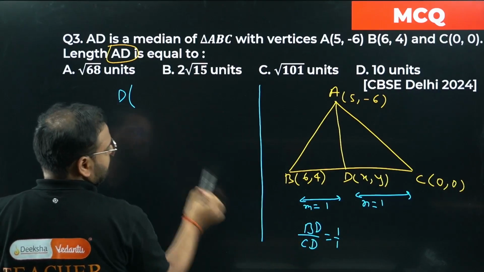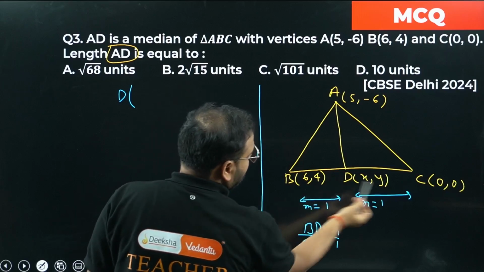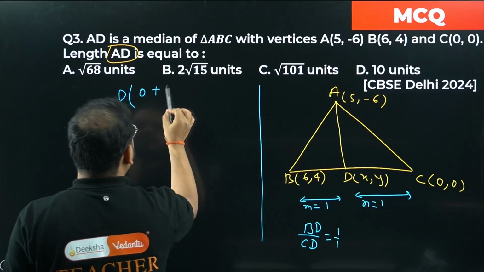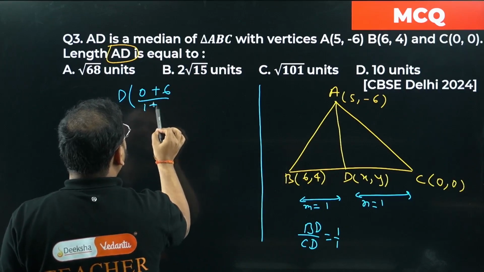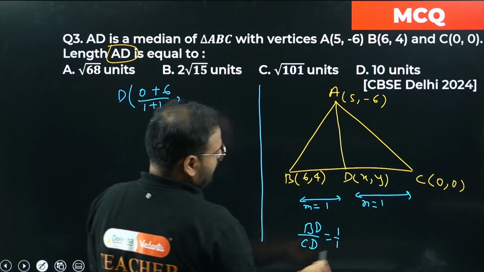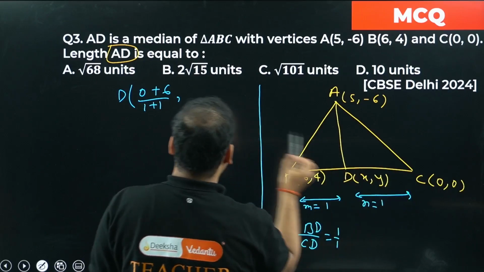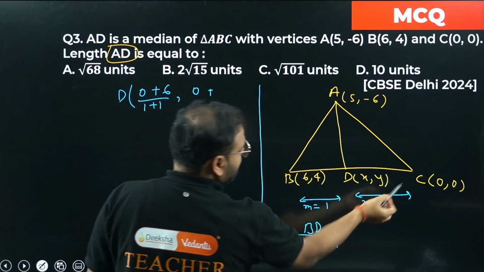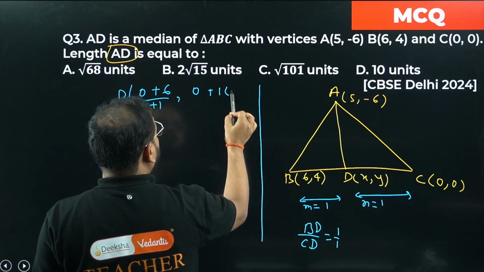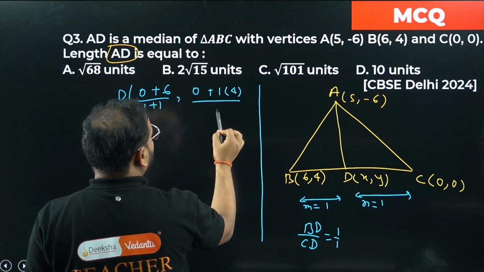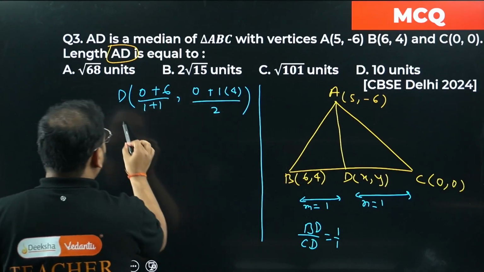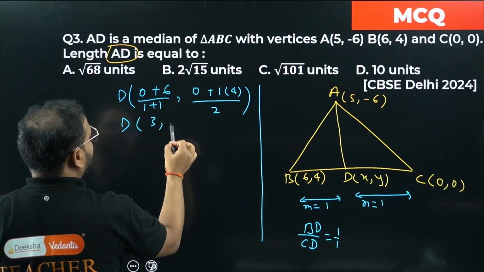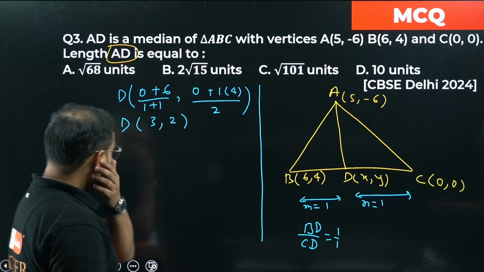D will be what, sir? Right here, 1 times of 0, right? So simply 0 plus 1 times of 6, so 6 upon 1 plus 1. For the Y coordinate, 1 times of 0 plus 1 times of 4, so 4 upon 2. What I'm getting, the point D's coordinate is what? 6 by 2, so 3, and 4 by 2, so 2. I know the D coordinates now.